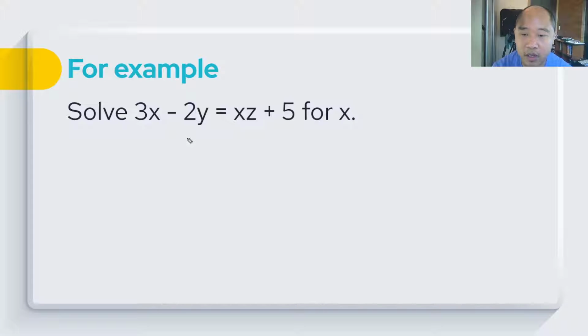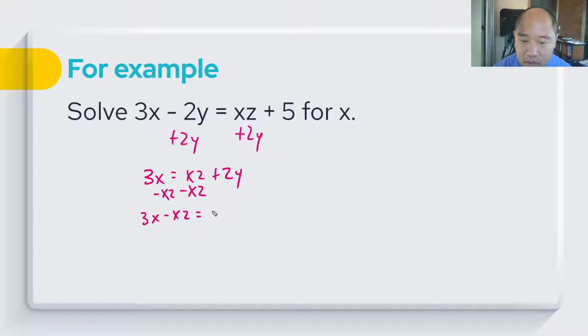3x minus 2y equals xz plus 5. I'm going to do something different. I'm going to add 2y to both sides so that 3x equals xz plus 2y. Then I'm going to subtract xz from both sides to get 3x minus xz equals 2y plus 5.